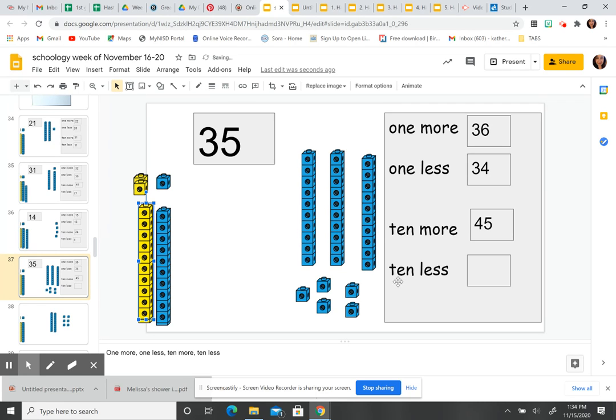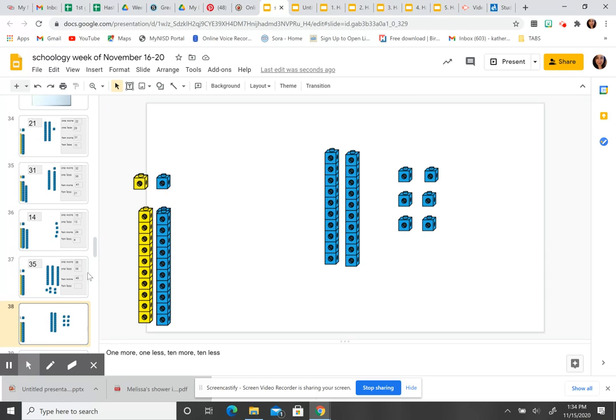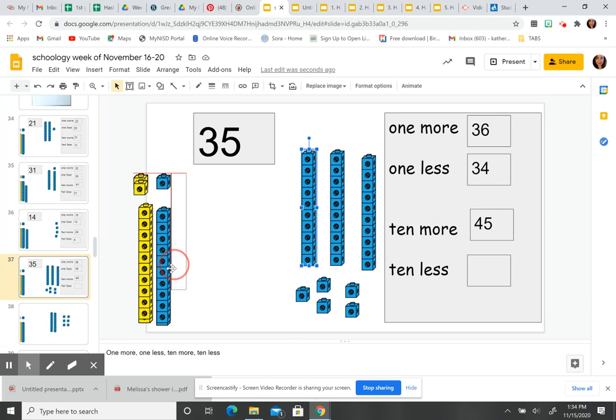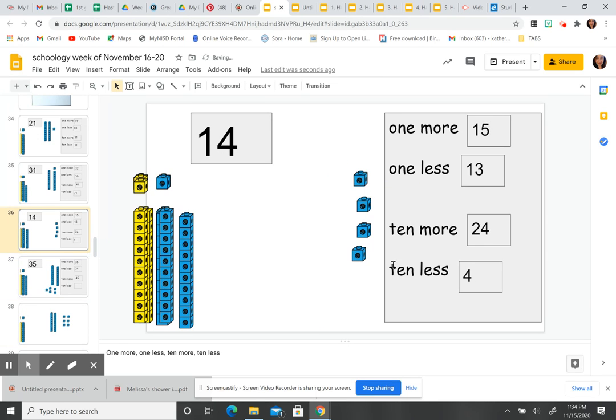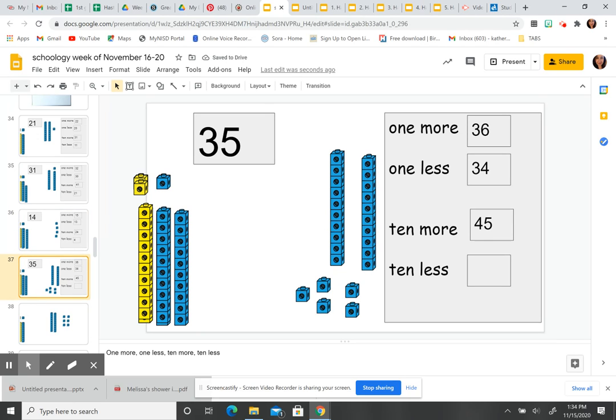And now I can do my 10 less. So I'm not taking away 1, I'm taking away 10 because I want 10 less. Okay, and so go back and count. I'm doing 10 less than 35. So 10, 20, stop, 21, 22, 23, 24, and 25. So 10 less than 35 would be 25.